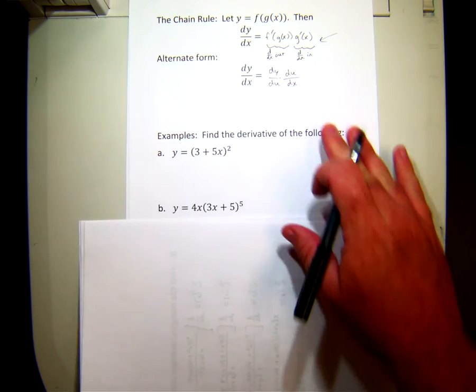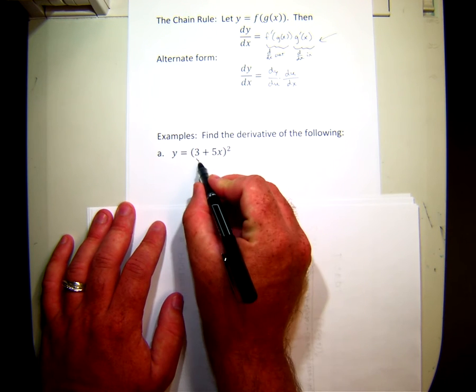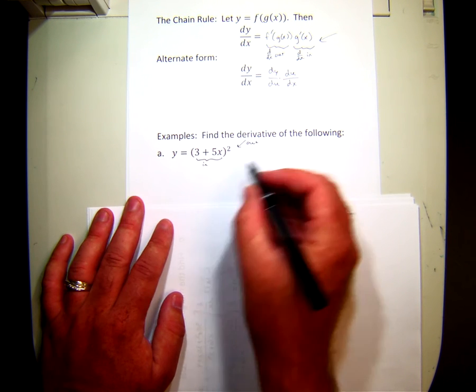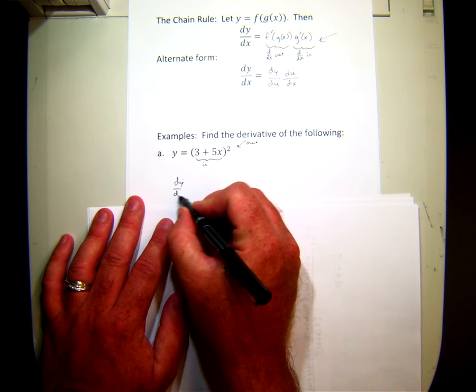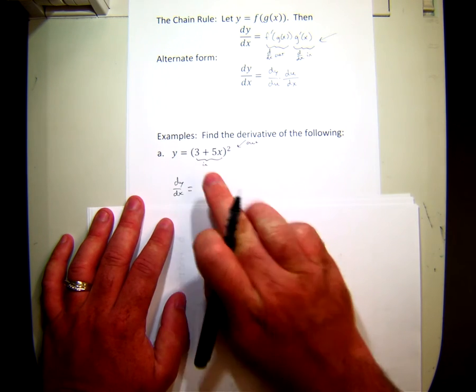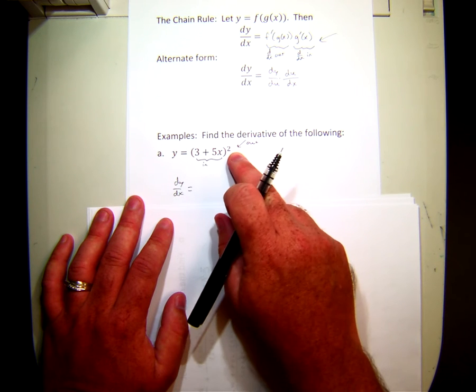So let's look at some examples. Find the derivatives of this. This is a function within a function. This is the inside. This is the outside. So to take the derivative, you take the derivative of the outside. Now, what I find helpful is to cover up the inside. Do you agree it's something squared?